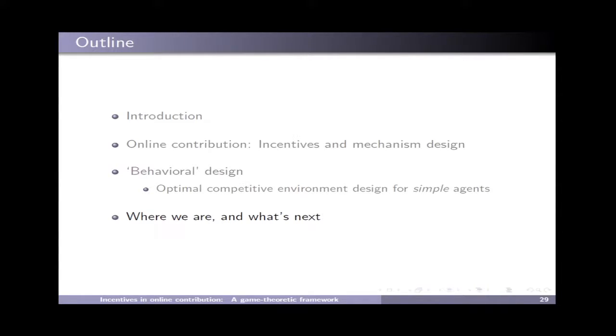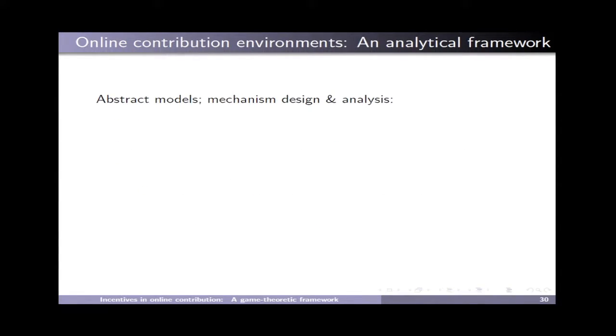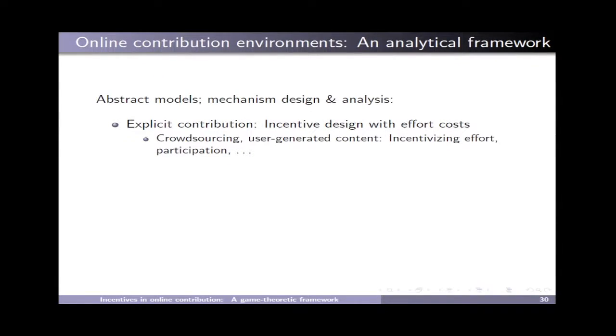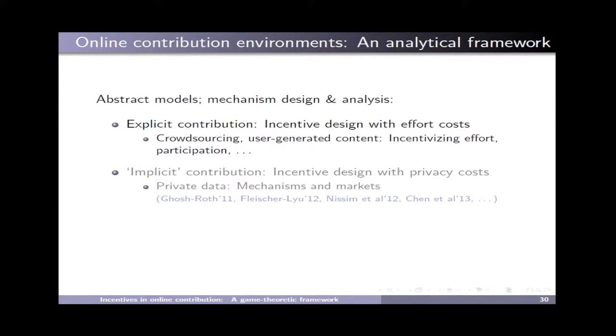I didn't get to tell you in great detail about all of this, but I just provided you with an overview. Where are we right now? There is a growing set of papers that talk about an analytical framework for online contribution environments. There are abstract models that help you get insights into what could help in certain environments. For example, the glass door type of mechanism versus making quality a prominent feature in how you order things, where you have attention rewards. And there's stuff in the context of explicit contribution as well as in the implicit contribution area.